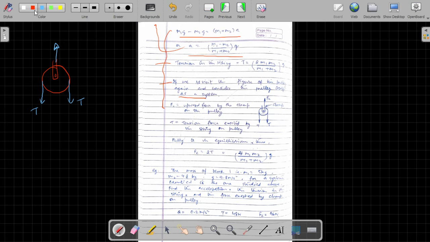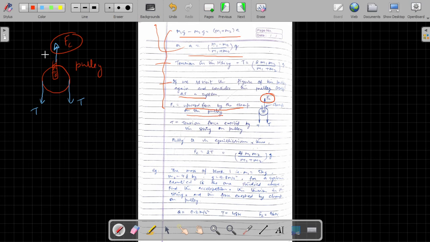So as is marked in the figure, let's say there is some force exerted by the clamp. So this force exerted by the clamp is on the pulley. We are drawing the figure for the pulley, and this force would be upward in direction. So this would cause some stress in the clamp. So the upward force, what is Fc? The upward force by the clamp on the pulley.